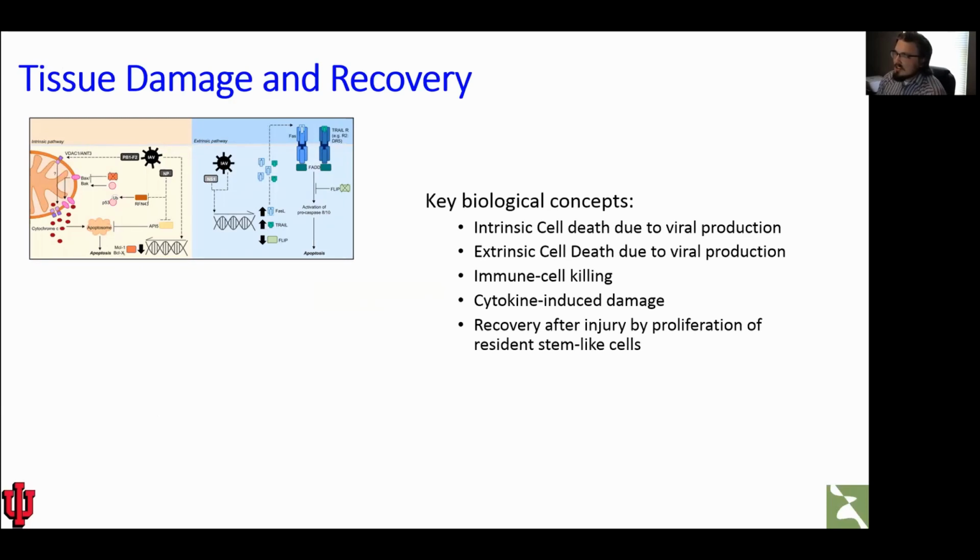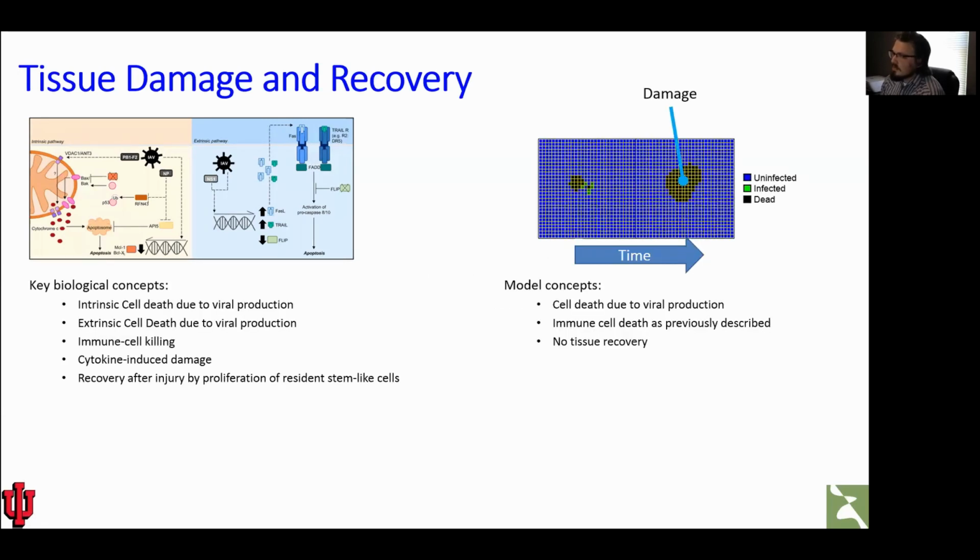Lastly, concerning tissue damage and recovery, viral production, for example, has both intrinsic and extrinsic cell death pathways. There's also all of the mentioned mechanisms of immune cell killing of infected cells. There's also cytokine-induced damage in epithelial cells. And then later, the corresponding recovery of a tissue patch after damage has occurred and the virus has been cleared. For the time being, because of the amount of time that we simulate, we've not really explored much in modeling the tissue recovery, but we certainly represent cell death.